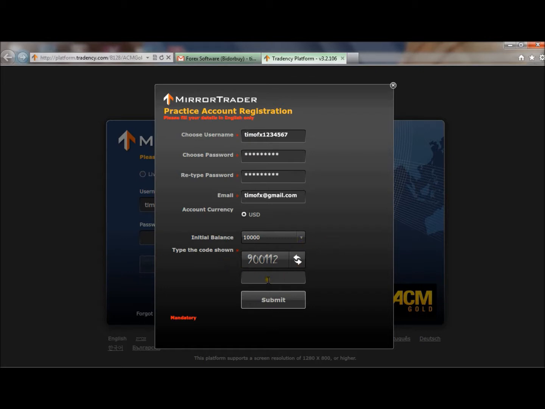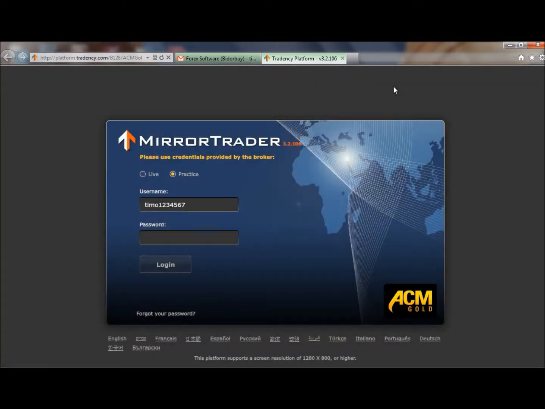And then please just copy the code at the bottom. This is just to make sure that this is not spam. And then you just click submit. As I've done this already, I'm not going to click submit right now. But once you've clicked submit, you'll get an email and you'll get a message that says you have opened a practice account or registered a practice account.